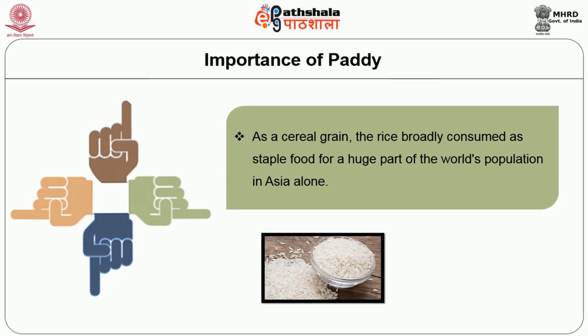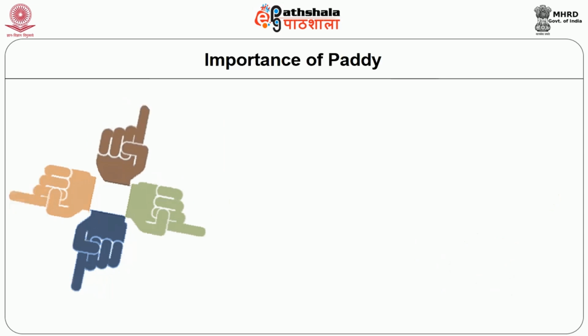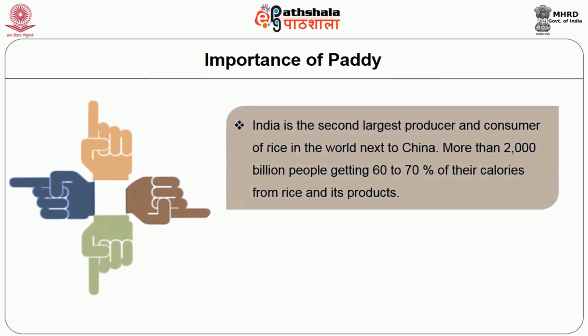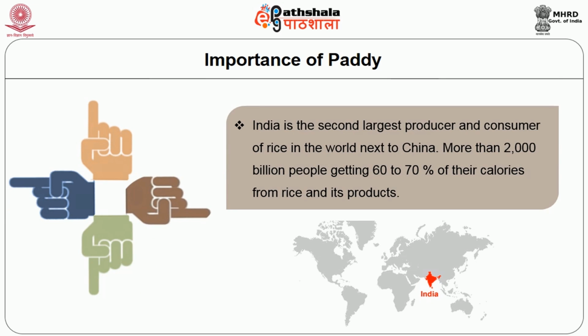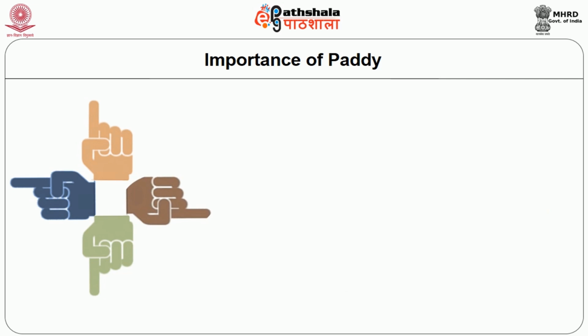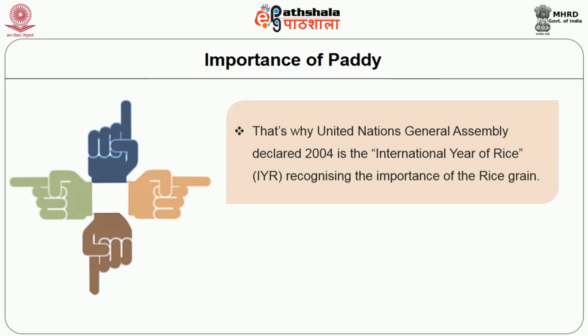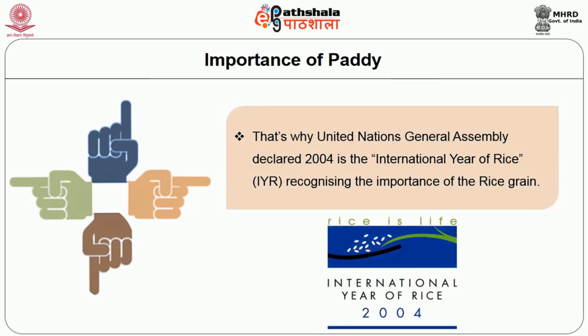As a cereal grain, rice is broadly consumed as a staple food by a huge part of the world population, in Asia alone. India is the second largest producer and consumer of rice in the world, next to China. More than 2 billion people get 60 to 70% of their calories from rice and its products. That's why the United Nations General Assembly declared 2004 the International Year of Rice.